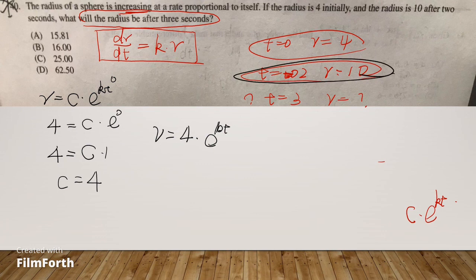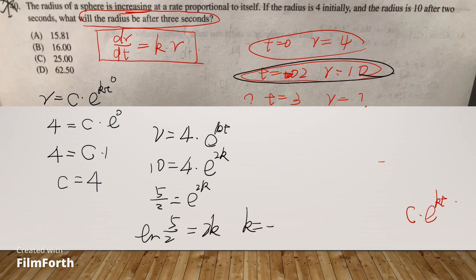Now we plug in the second condition we have. So t equals 2, r equals 10. So 10 equals 4 times e to the 2k, to solve for k. So this is 5 over 2 on the left, and the right is e to the 2k. So that means ln of 5 over 2 equals 2k. So k equals negative ln 5 over 2.